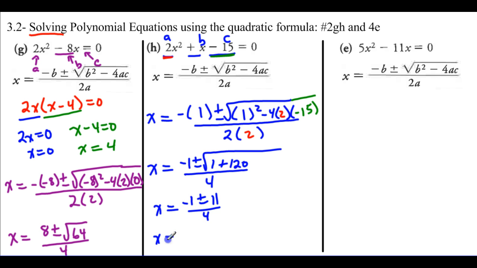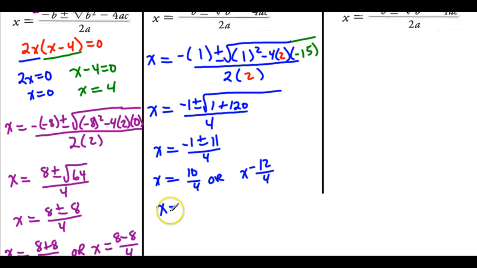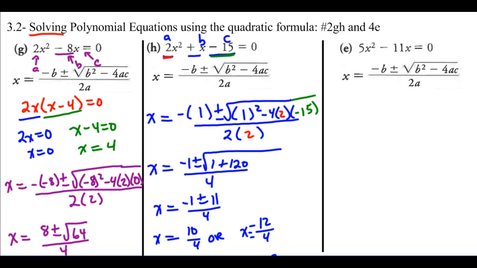And as we finish up, I get negative 1 plus 11, which is 10 quarters, or negative 1 minus 11, which is negative 12 quarters. And so I guess for our purposes, simplifying here, we get 5 halves, or 2.5. And simplifying here, sorry, I forgot my equal sign, x is negative 3. So I won't do the last one. I won't do it as a quadratic formula anyways.